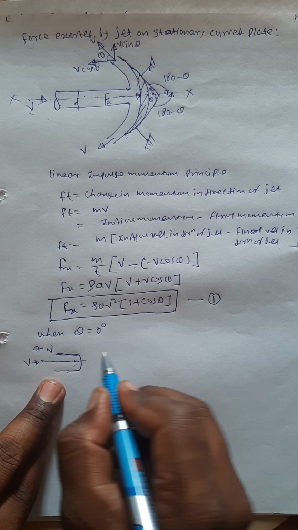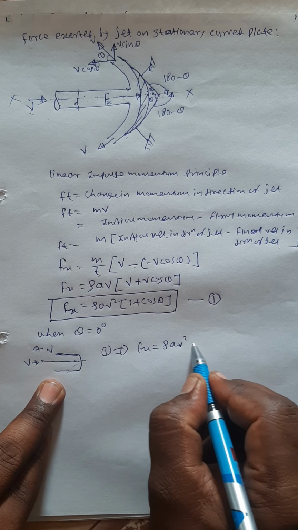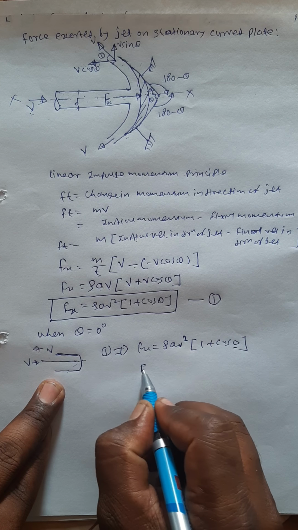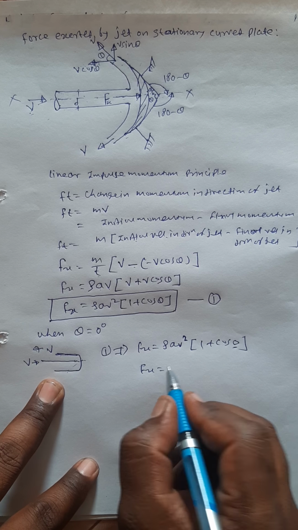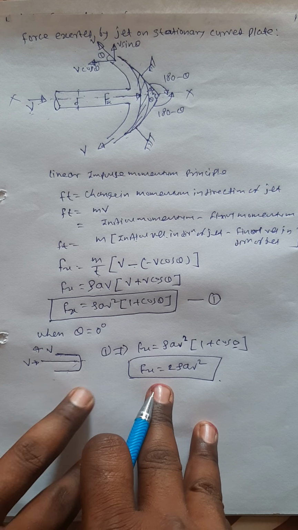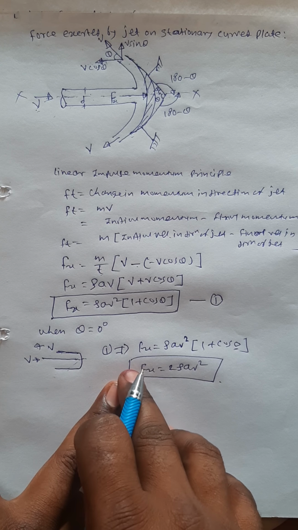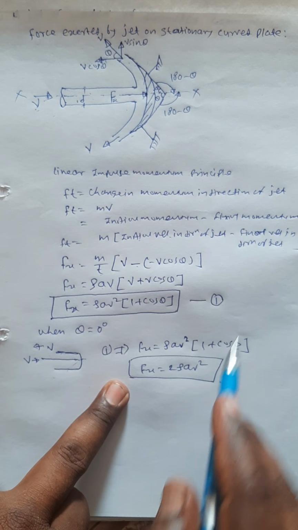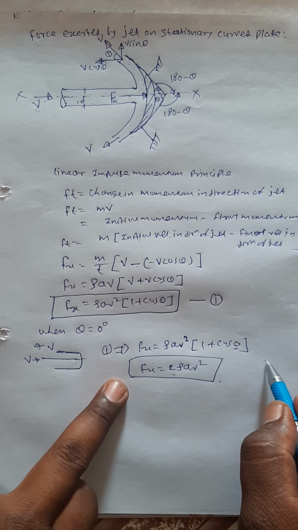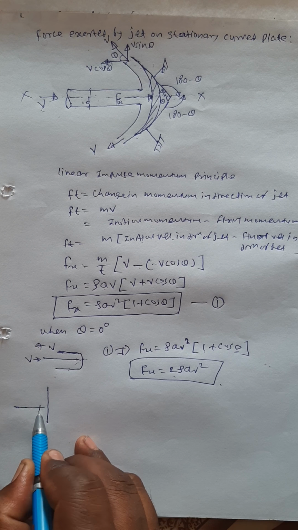Okay, so now in this case equation 1 implies Fx is equals to rho A V square into (1 plus cos 0). As cos 0 is 1, so we will get Fx is equals to 1 plus 1 as 2, 2 times rho A V square. So it means that when the angle theta is 0 degree, in that case the force exerted by a jet on the plate is 2 times the force exerted by a jet on a stationary vertical plate.